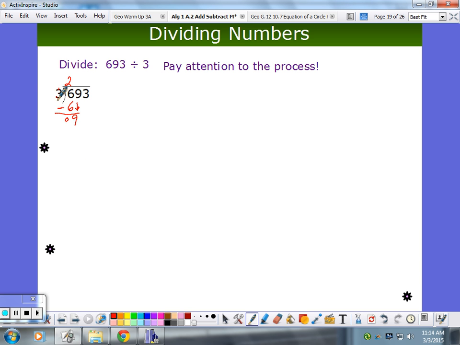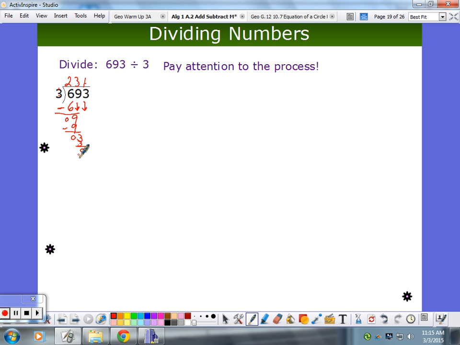and we repeat the process. We say 3 times something gives me 9. And the way you find that out is you say what's 9 divided by 3? Multiply. 3 times 3 is 9. Subtract. Bring down the other number. 3 goes into 3 one time. 1 times 3 is 3. What's my remainder? 0, right?